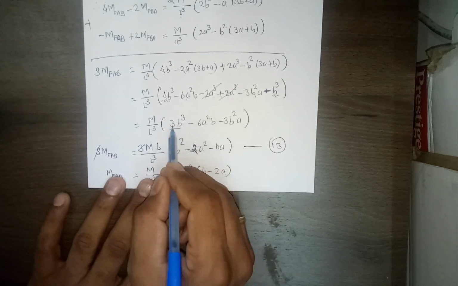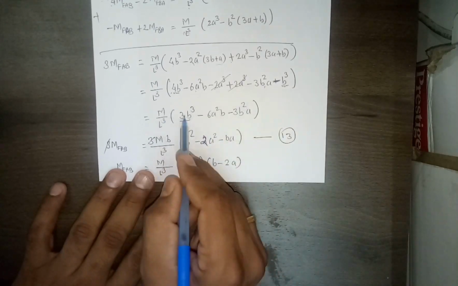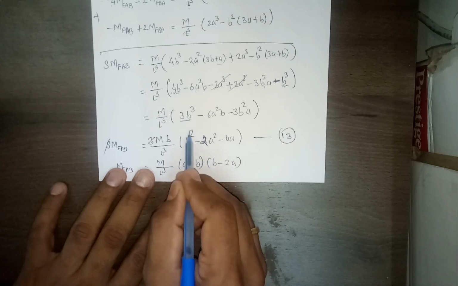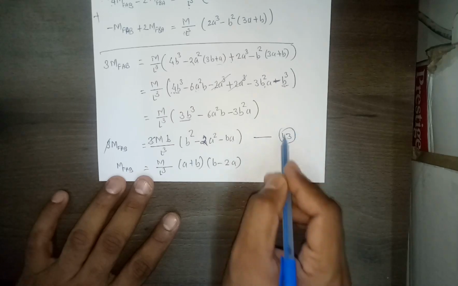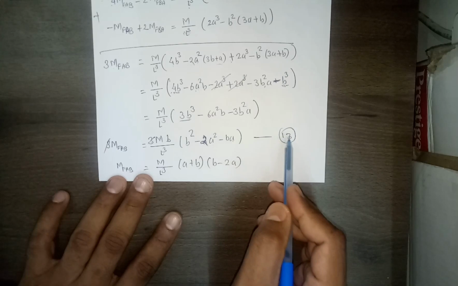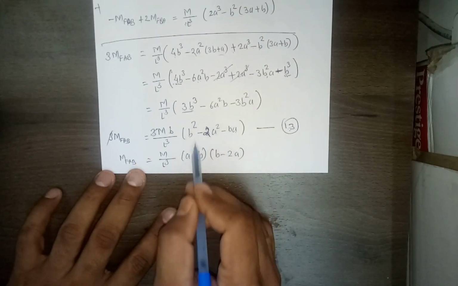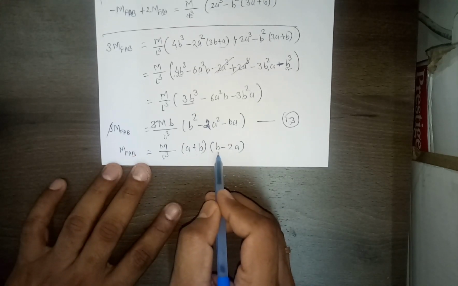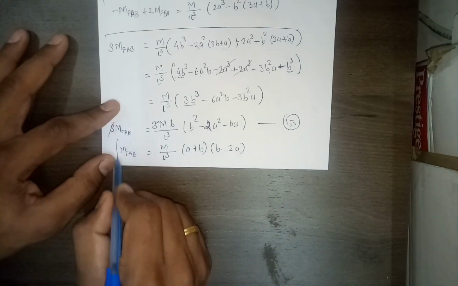Now we will be taking this 3 and b term outside from this one, right? So if you take 3 and b term outside, you will get this equation, b square minus 2a square minus ab. So I am writing equation 3 since I need to substitute later on, so I am giving this equation number 3. But if you write down this into bracket multiplication, then it will be a plus b into b minus 2a.